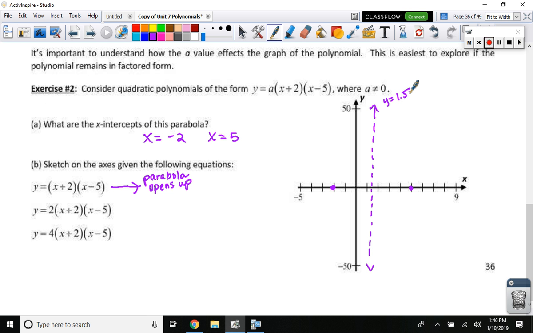Y-intercept. So again, this is what I was talking about. For the y-intercept, do I actually have to double distribute this to find the y-intercept? No. If I want to find the y-intercept, what do I care about? I care about when x equals 0, right? So I want to know, fill in 0, right? What's it going to be? -10, right? Okay, so y equals -10. All right, let's see.